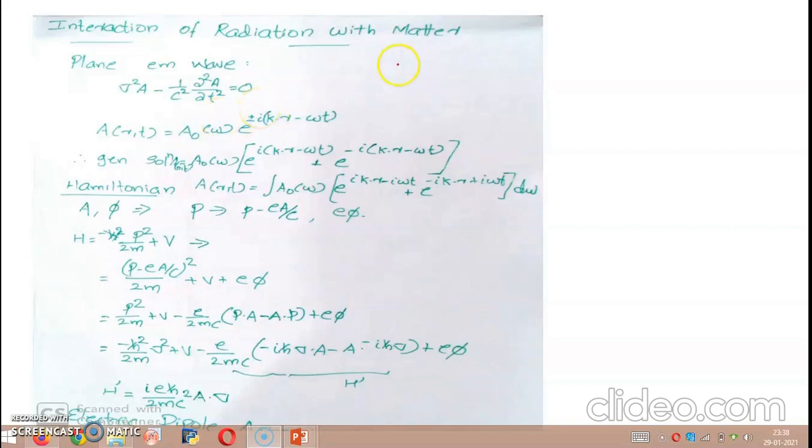Now let's consider the case of interaction of radiation with matter in the language of time-dependent perturbation theory. We know that whenever there occurs interaction of radiation, in the sense of electromagnetic radiation with matter, generally there occurs either absorption or emission of radiation from or to the incoming electromagnetic radiation by matter.